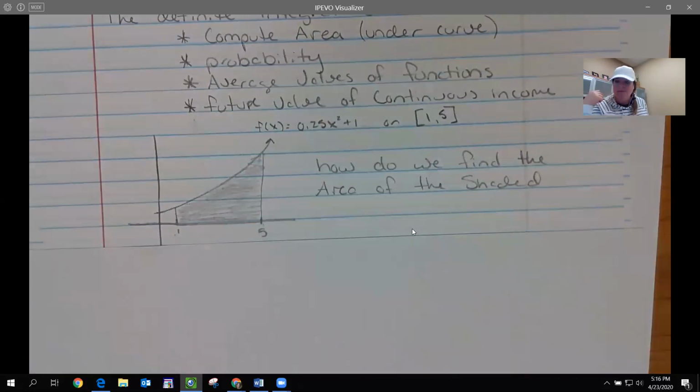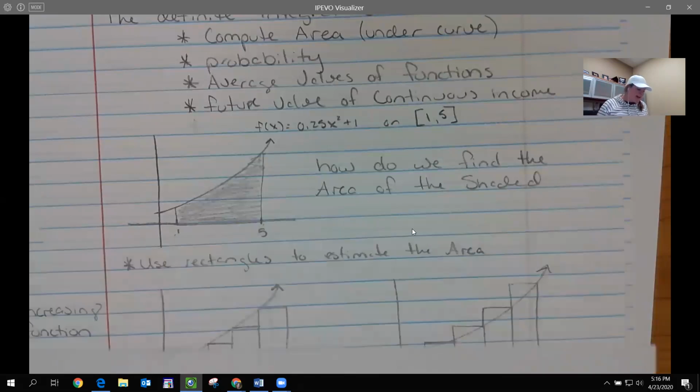What is that area? I can use rectangles and add those up, which is called Riemann sums, or left sums, or right sums, or midpoint sums. They are sums. And we're going to use Riemann sums to find that area under that curve. We're going to find other ways in the next section as well.